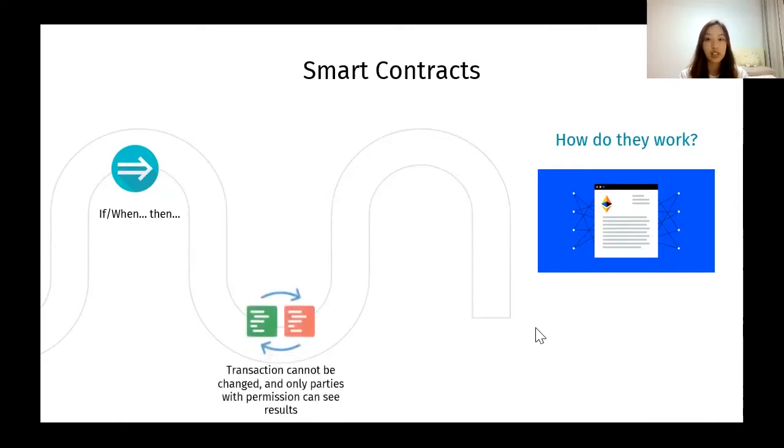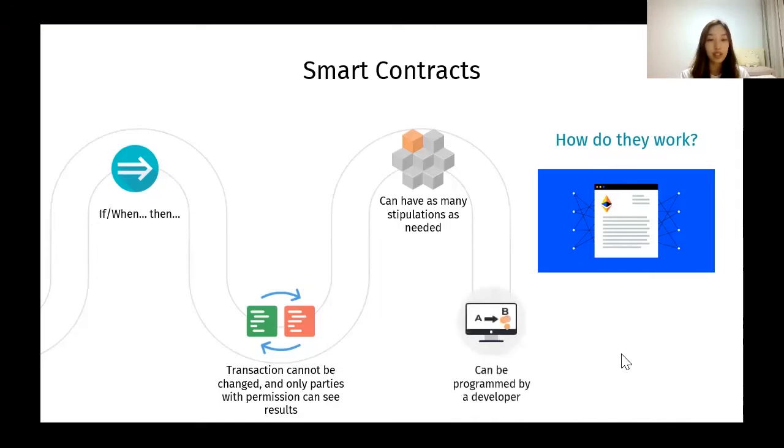So this means that the transaction cannot be changed and only parties who have been granted permission can see the results. And within a smart contract, there can be as many stipulations as needed to satisfy the participants that the task will be completed satisfactorily. So to establish the terms, participants must determine how transactions and their data are represented on a blockchain and agree on the if or when something happens, then something will happen rules that govern these transactions, and then they explore all possible exceptions and define a framework for resolving disputes. And then the smart contract can be programmed by a developer.